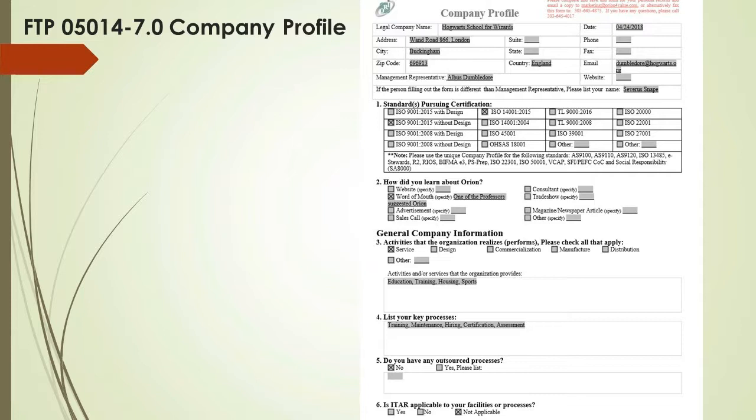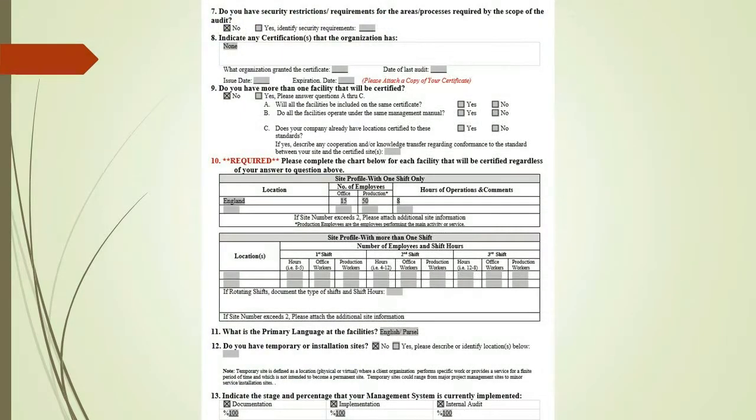Then, they must write the general company information, the activities that the organization performs, in this case education, their key processes, whether they have outsourced processes, and if ITAR, International Traffic in Arms Regulations, is applicable. In number 7, your client must write if they have any security restrictions, such as a high voltage area. In number 8, they will write if they have any other certification, which organization granted the certificate, and the certification period. They must also attach a copy of their certificate.